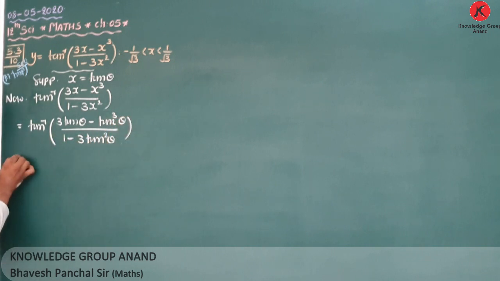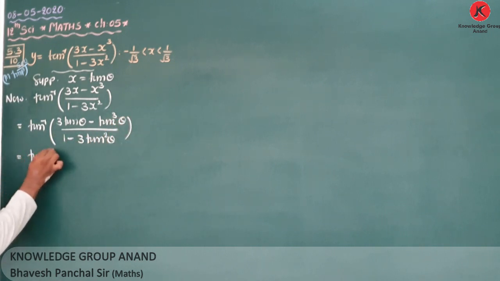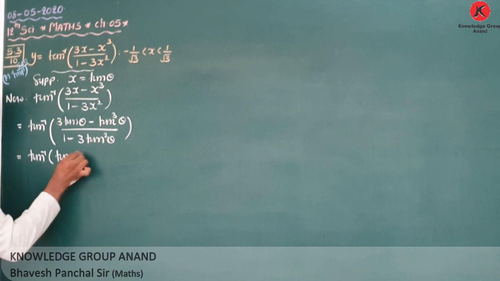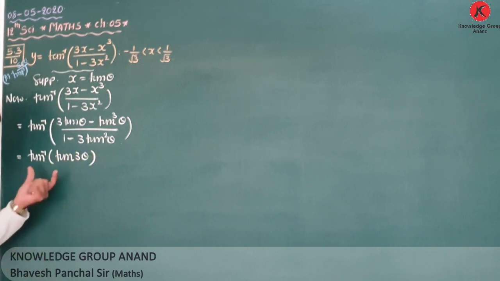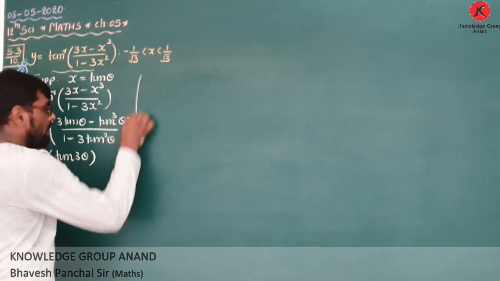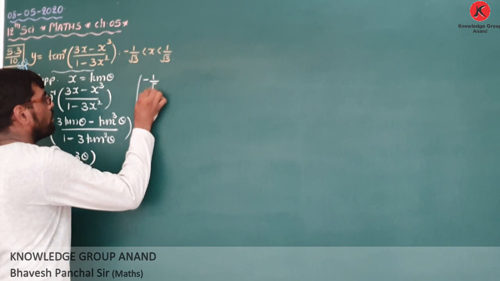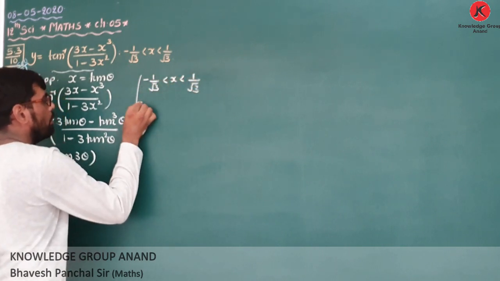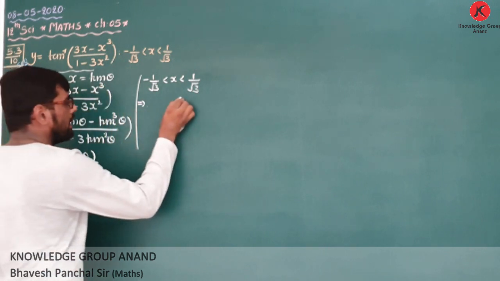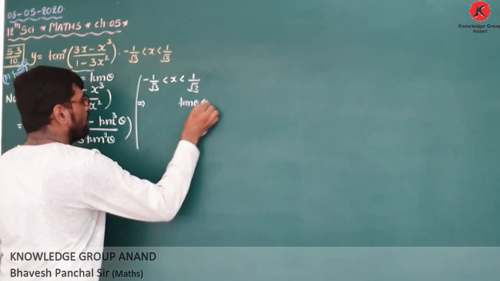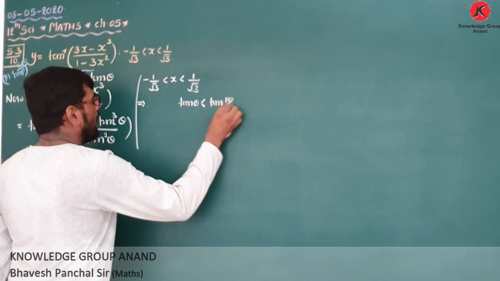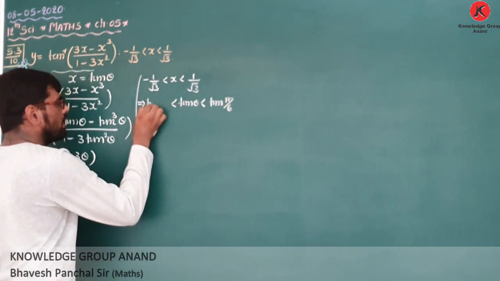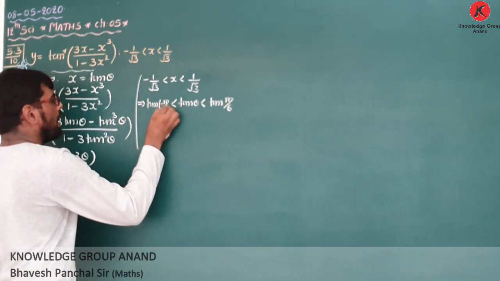We know that which is formula of tan 3 theta is tan inverse of tan 3 theta. See here, tan inverse of tan, which is identity function, yes or no. See here already given one condition, that is minus 1 upon root 3 less than x less than 1 upon root 3. I will put x equal to tan theta here, then tan theta 1 upon root 3, that is tan pi by 6, and minus 1 upon root 3, that is tan minus pi by 6.